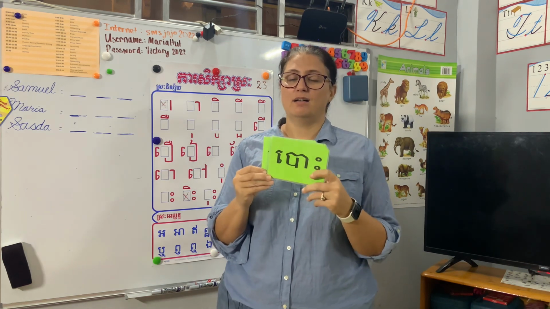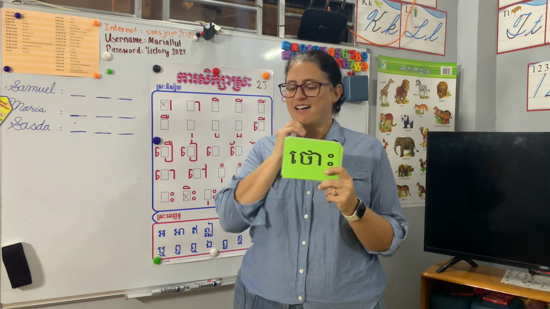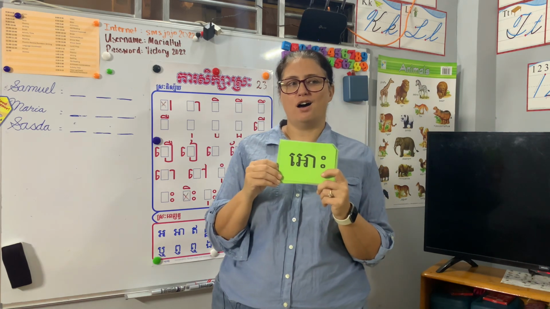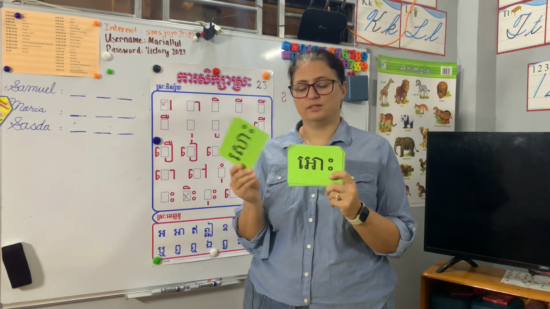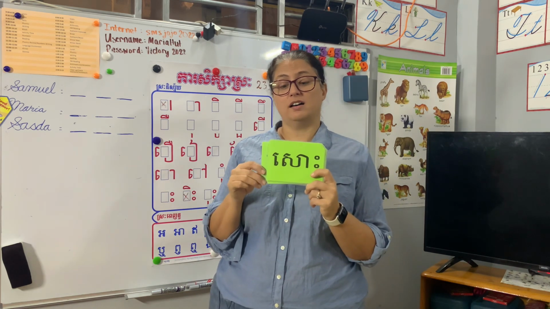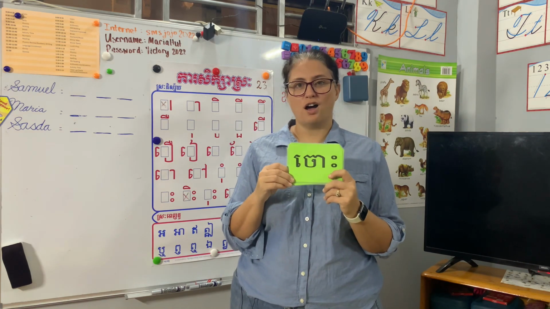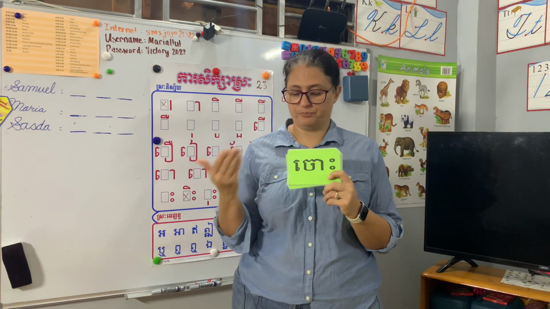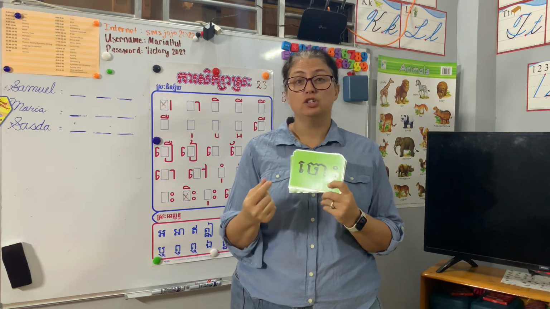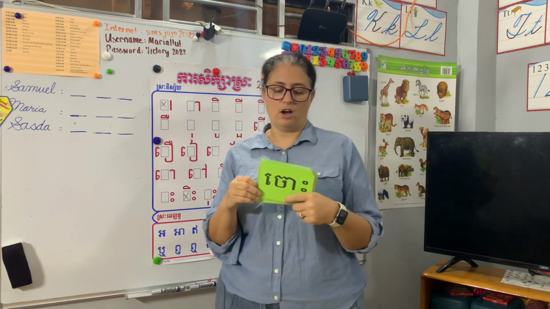Ba. Ba. Ta. Ta. Ah. Ah. Sa. Sa. Ja. Ja. So just for the sake of listening, if it was just jaw, it would be jaw, jaw, jaw, jaw. That's how the sound goes.